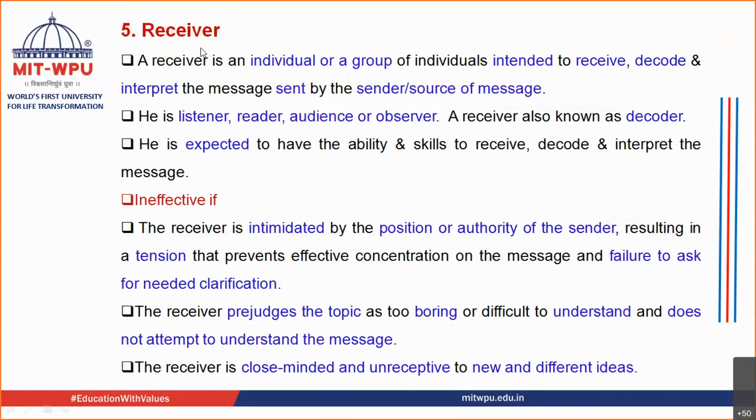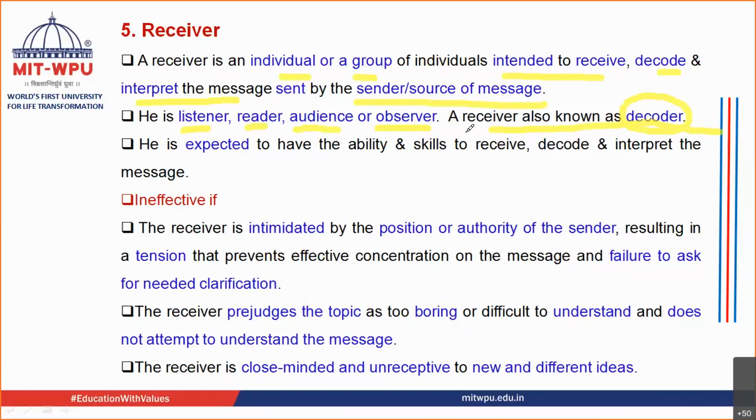Coming back, you have a receiver. A receiver may be a single person, or a group, who receives, decodes, and interprets the message sent by the sender. He may be a listener, or a reader if he's reading a book. He may be an audience, or an observer if it is not verbal or written communication but just sign language. A receiver usually decodes the message, and hence is also known as a decoder. Decoding is the process, while the person who decodes is the decoder.